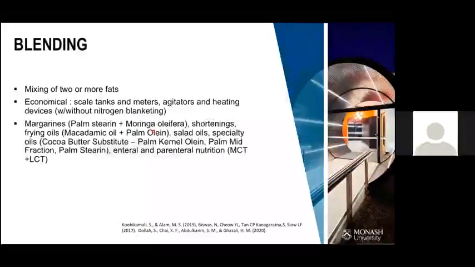And we can also mix soft oil, like macadamia oil, with palm olein to increase the oxidative stability of your frying oil. Apart from that, certain specialty oil like cocoa butter can also be produced through the blending of various types of vegetable oil together. And even parenteral or enteral nutrition that is administered to the patient is produced through a blending process between MCT and LCT.